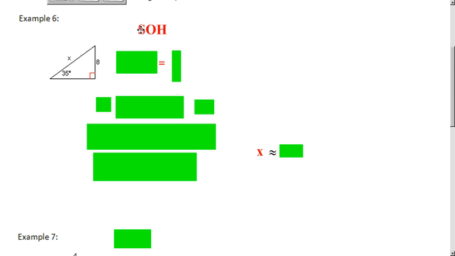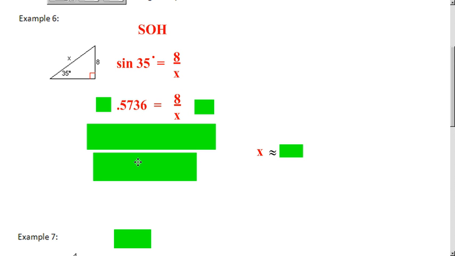Okay, so SOH. Sine is opposite over hypotenuse. How you would set this up is you take your angle, the sine of 35 degrees, equals opposite over hypotenuse. Opposite is 8, hypotenuse is x. So now you have your equation set up that we need to solve. The next step here would be find the sine of 35 degrees. And remember, when we find the sine, cosine, and tangent, we've been rounding to the 10,000th. So 4 decimal places. Sine of 35 is approximately 0.5736 equals 8 over x.